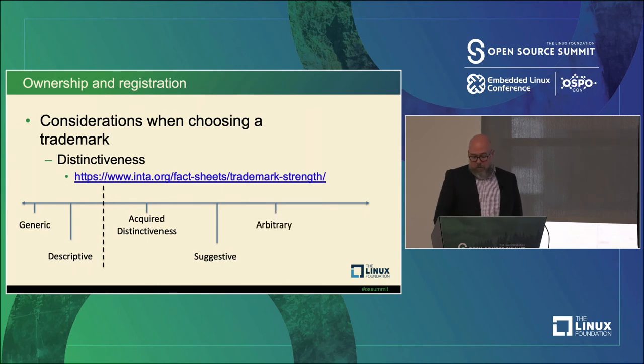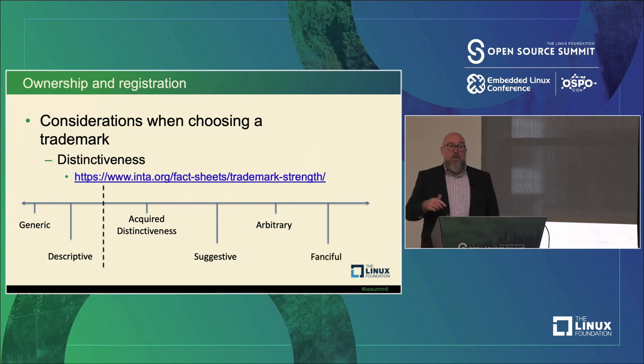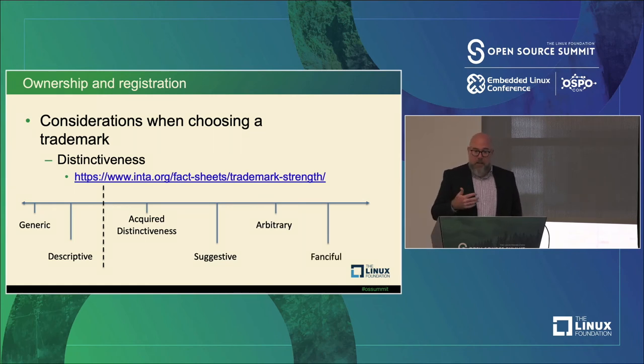From there, we get into arbitrary and fanciful marks. So arbitrary is a word or a term that really has nothing to do with the offerings of the company that's using it as a trademark. The classic example is Apple for Apple computers. You can tell a story about Isaac Newton and intelligence or whatnot, but it's a long story to make the connection, and it's viewed as pretty much an arbitrary connection. And fanciful marks are words that didn't exist until they were created to be a trademark.